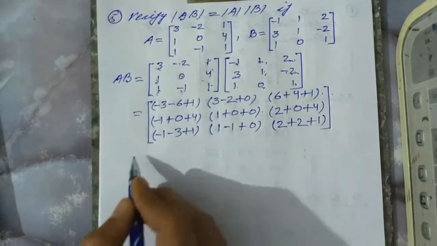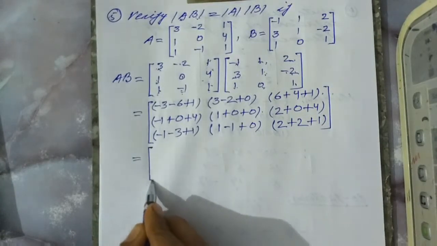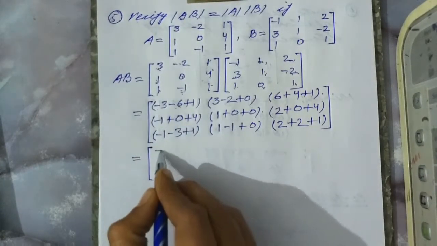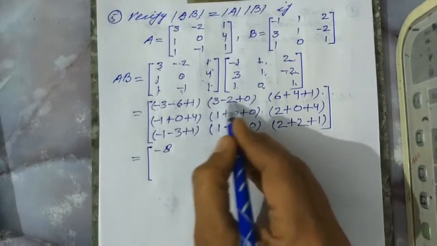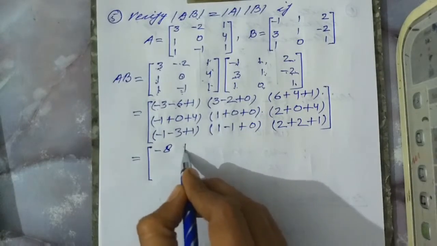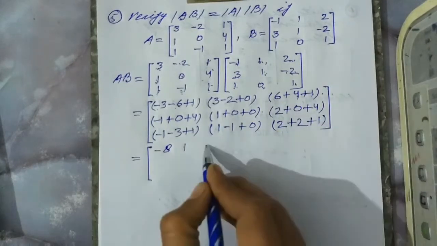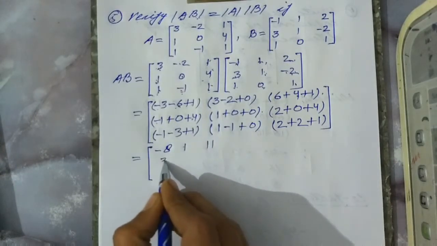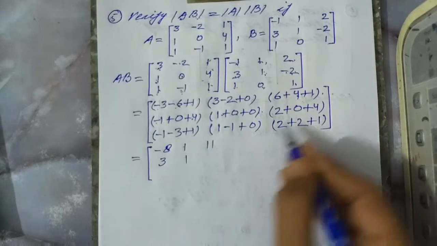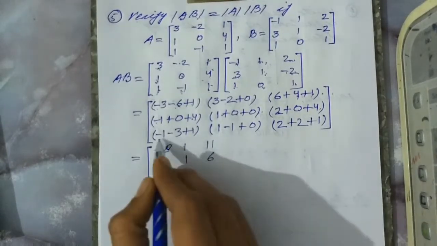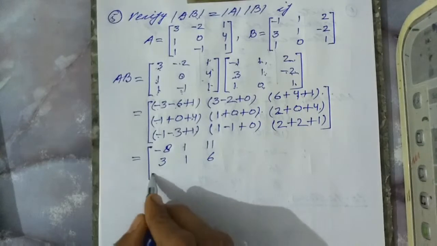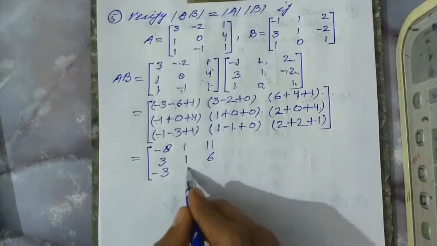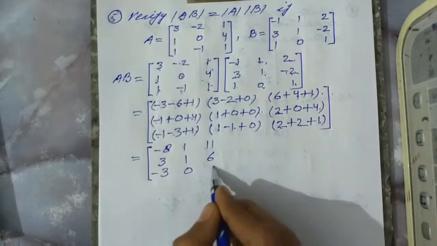So we get minus 3 minus 6 minus 9 plus 1, minus 8. 3 minus 2 plus 0 plus 1. 6 plus 4, 10 plus 1, 11. Minus 1 plus 4, 3. 1 plus 0 plus 0, 1. 2 plus 0 plus 4, 6. Minus 1 minus 3 plus 1, minus 3. Minus 1 plus 1 minus 1 plus 0, 0. 2 plus 2, 4 plus 1, 5.